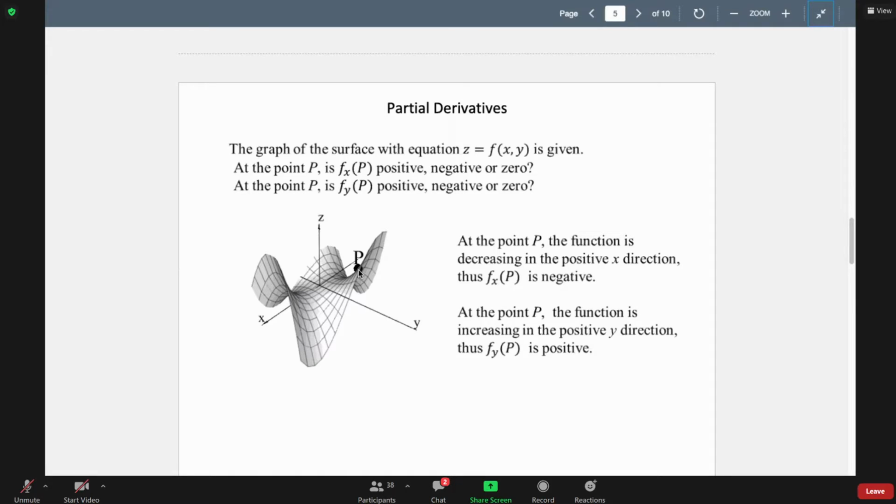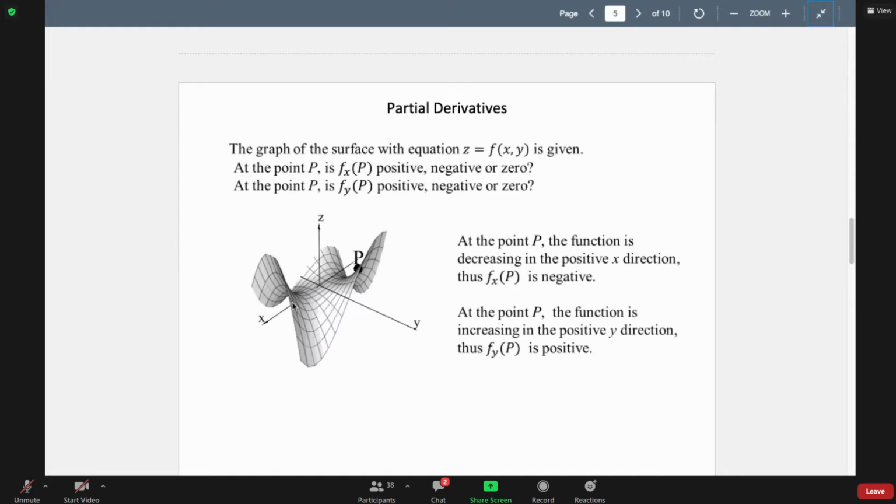Now, if you try to move in the y direction, y goes this way, and you see the function looks like it's increasing. You go this way, and after the y, you are here, you are higher. So the derivative with respect to y is positive because the function is increasing as you move from this point to the point with bigger y. So that's the interpretation.